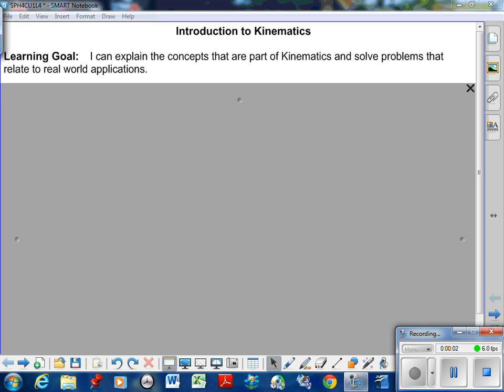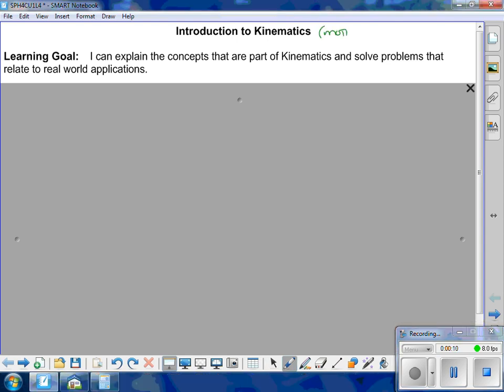Welcome to our fourth lesson, and today's topic is Introduction to Kinematics. Kinematics simply means fancy word for motion. All right, so we're talking about the study of motion. So what do I want you to be able to do after this lesson? Well, I want you to be able to explain the basic concepts involved with kinematics, and then I want you to be able to solve some of the problems. We get into some introductory problems related to real-world applications.